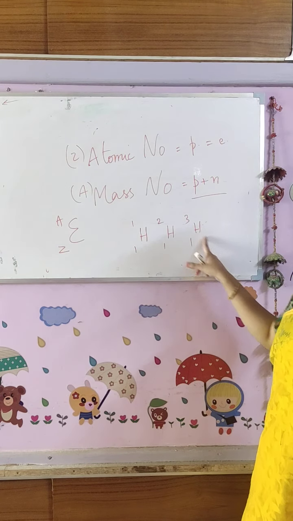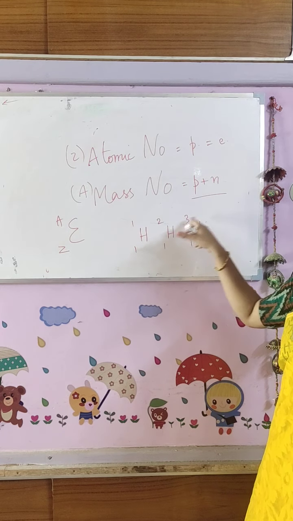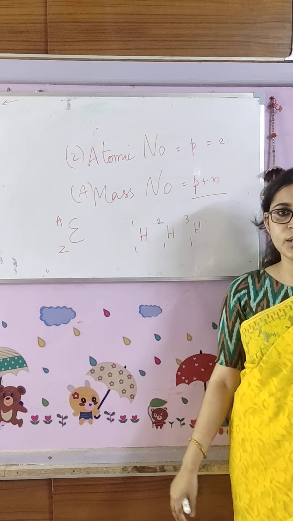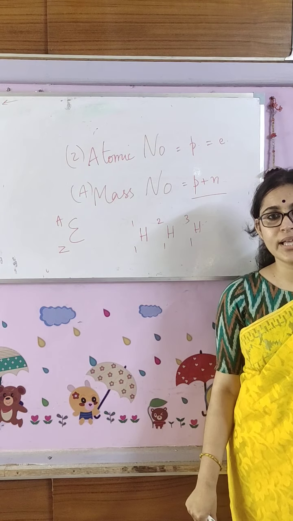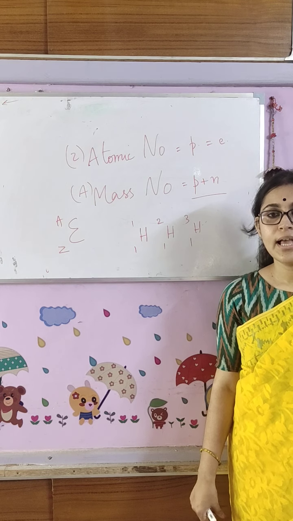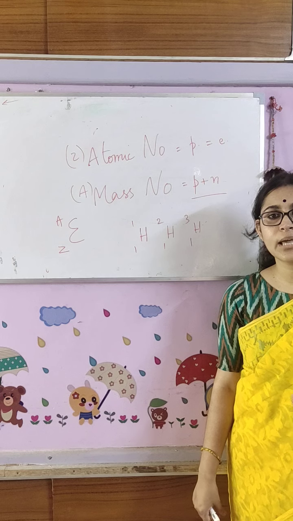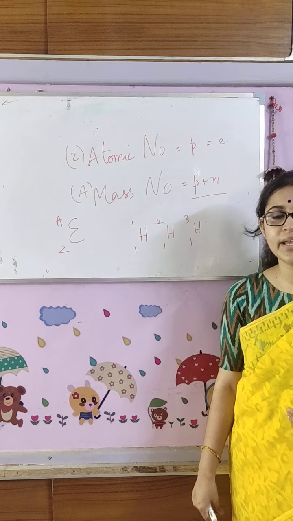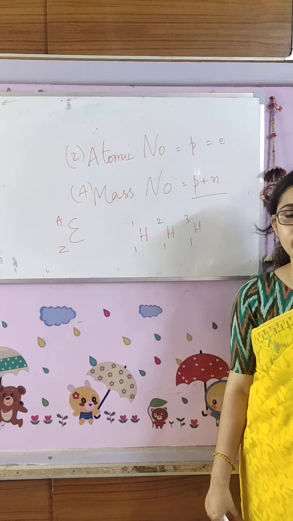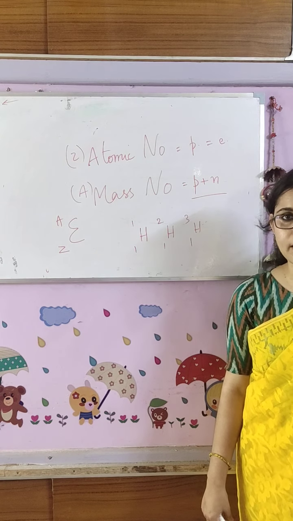So you see for hydrogen, the atomic numbers are the same, but the mass numbers are 1, 2 and 3. 2 1H is known as deuterium, 3 1H is known as tritium. So these are the different isotopes of hydrogen. Isotopes always have similar chemical reactions because chemical reactions are shown by the element based on the atomic number. As the atomic number is the same here, their chemical reactivity will be the same.